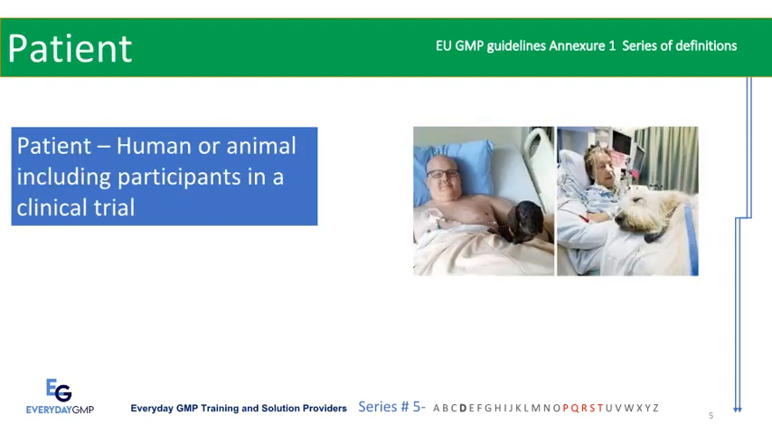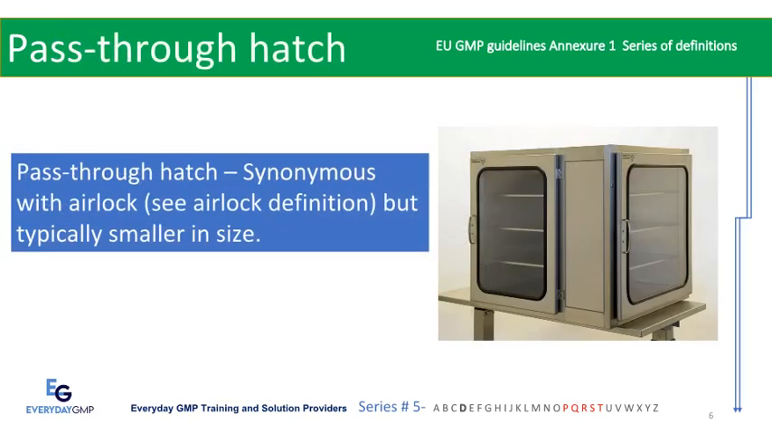Patient: human or animal, including participants in a clinical trial. These are subjected to clinical trials. Pass-through hatch: synonymous with airlock. See airlock definition, but typically smaller in size.